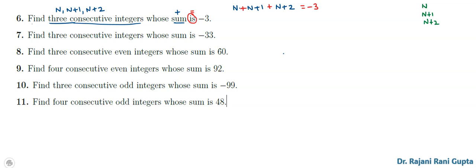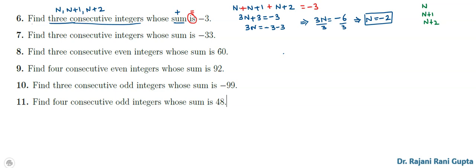How many times is n there? 3 times. So 3n plus 3 is equal to minus 3. Correct? So this gives you 3n is equal to minus 6. You bring 3 to the other side. Let me write it: minus 3, minus 3. So this gives you 3n is equal to minus 6. Dividing both sides by 3, you will get the value of n as minus 2.